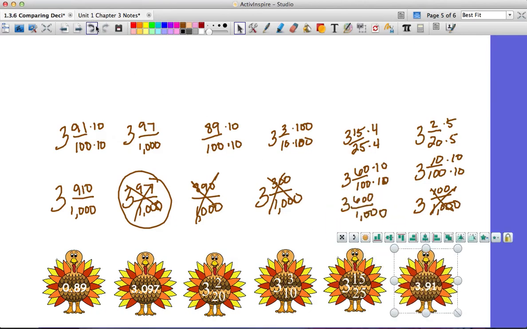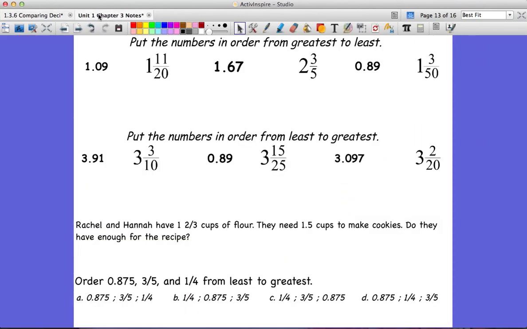Okay, so there's a lot of work that goes along with this, as you have to make sure that you are comparing apples to apples, and you have to change fractions to decimals and decimals to fractions. When you see problems like this where you have 1 and 2/3, you're going to want to change that to a decimal, because it's easier to change this to a decimal than it is to change this to a fraction and then make a common denominator.